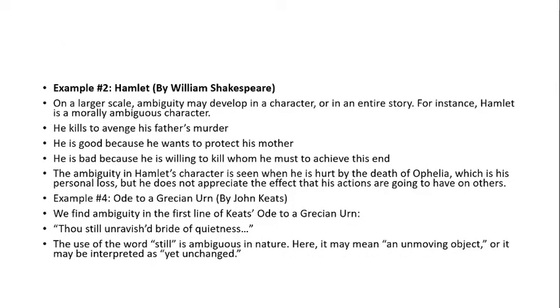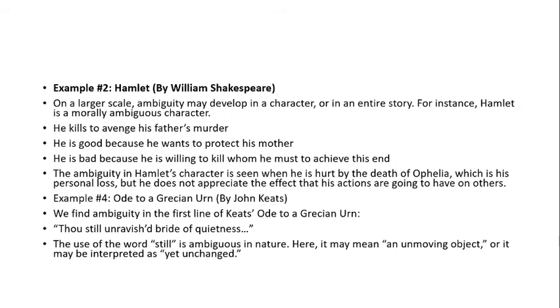So let's move to the second example, that is Hamlet by William Shakespeare. On a larger scale, ambiguity may develop in a character or an entire story. For instance, Hamlet is a morally ambiguous character. He kills to avenge his father's murder. He is good because he wants to protect his mother. We are going to study Hamlet and then you will understand the entire story of Hamlet in this semester. So here are some examples of this play. He kills to avenge his father's murder. He is good because he wants to protect his mother. He is bad because he is willing to kill whom he must to achieve this end.